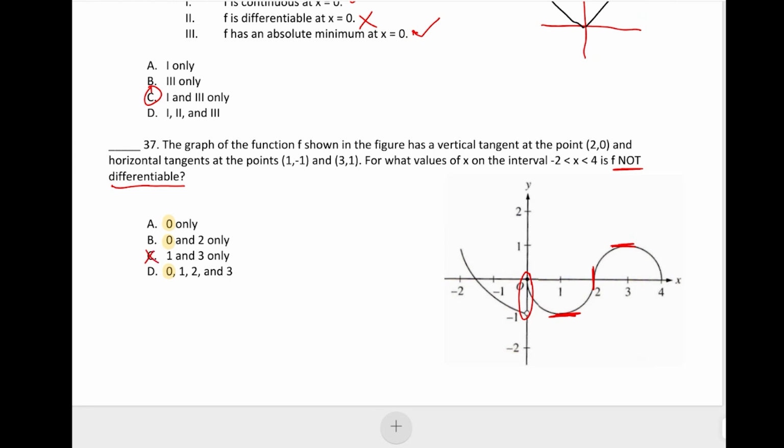And then another reason why a function might not be differentiable is if you have a vertical tangent line. So that's going to happen at x equals 2. I got a vertical tangent line here. So we need to make sure we're accounting for 2. And so, yeah, we can get rid of choice A now. And so now we just need to narrow down between B and D. And the only difference here is that D includes 1 and 3. Now, at 1 and 3, we have horizontal tangent lines. But that's okay. That does not prevent the function from being differentiable. So our answer to number 37 is B.